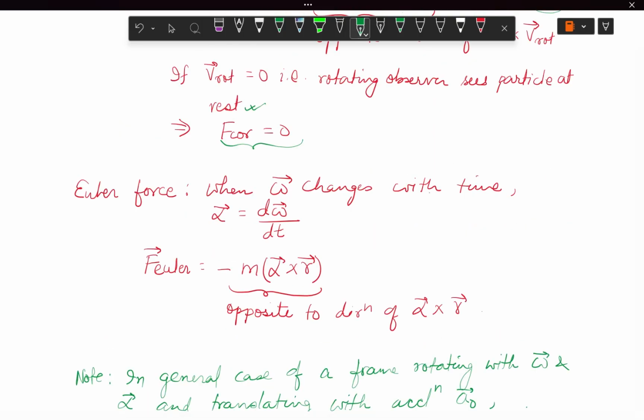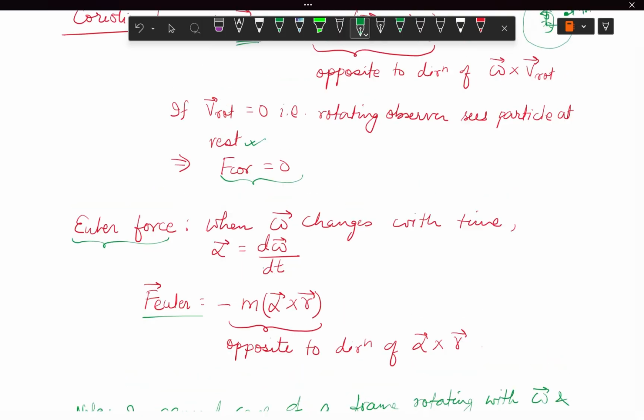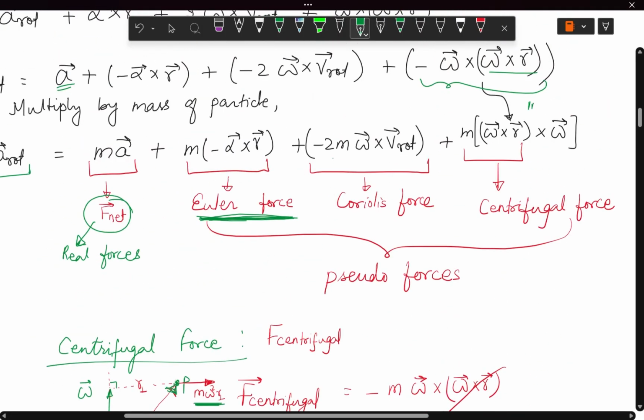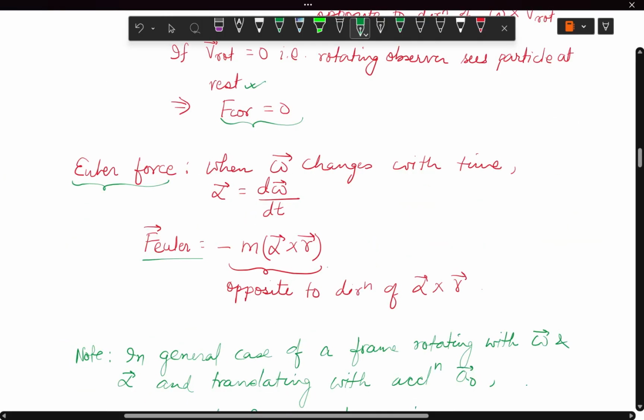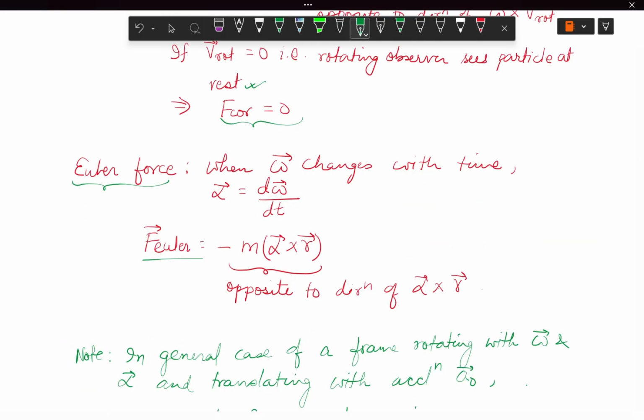Then we have the Euler force, when the omega vector changes with time, where alpha vector is equal to d omega by dt. In that case, Euler force, another component of the pseudo force, will appear. And this Euler force, as we have seen, is minus m alpha cross r, right? This is the Euler force. And what will be its direction? Opposite to the direction of alpha cross r, right?